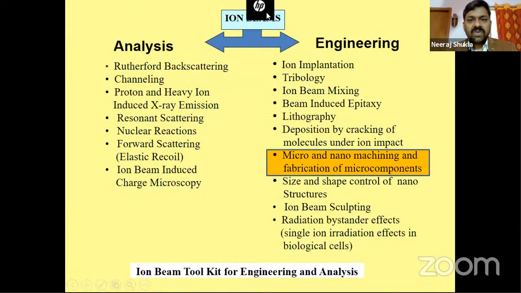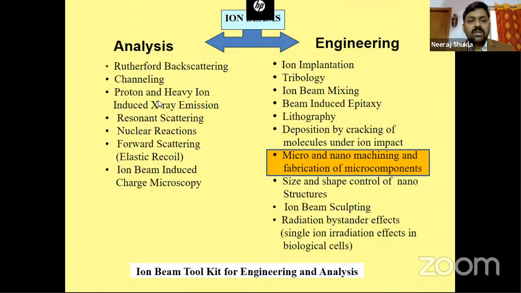So the ion beam has various components which can be achieved using it. It can be used for analysis. It can be used for engineering the materials. The analysis part can be utilized for Rutherford backscattering analysis, which we know as RBS.